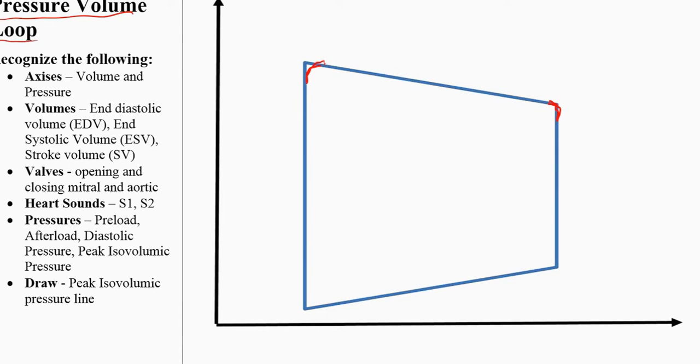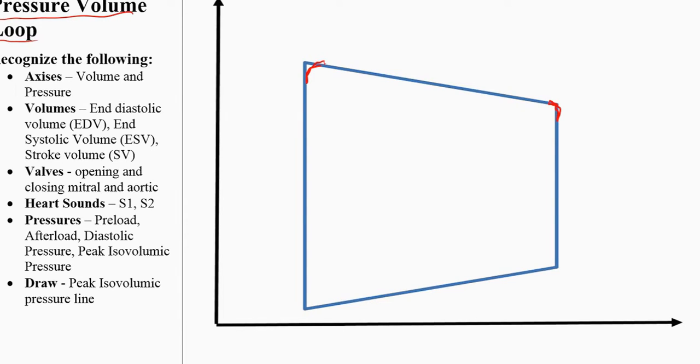And so a few things here let's go over. I actually recommend if you have a test question where there's a pressure volume loop aspect to it, it might be easiest just to draw one out real quick, try to figure it out on there, and then answer the question. So anyway, first thing, the axes. What are the axes on the pressure volume loop?